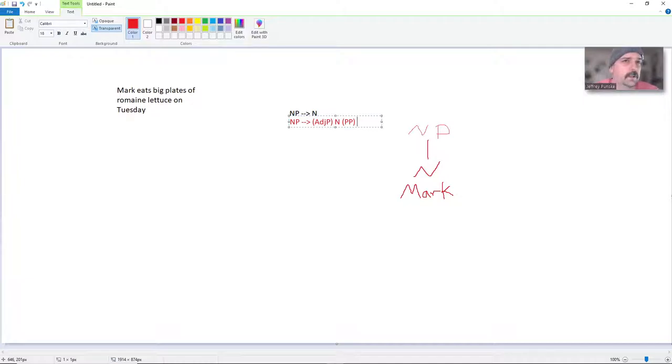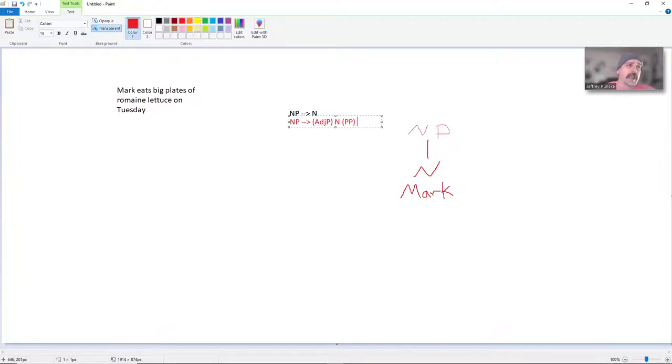And we're going to utilize what's referred to as the principle of modification to deal with constituency, to deal with the role of where things are inside of a phrase structure rule. So on Tuesday modifies eats. Therefore, it is within the constituent of eat. We'll talk about this in terms of a formal relation soon. Of romaine lettuce is modifying plates. So it is directly inside the constituent that contains the plates.